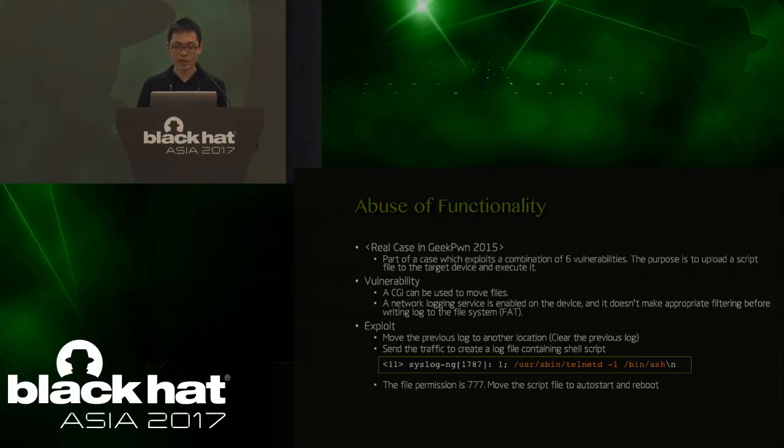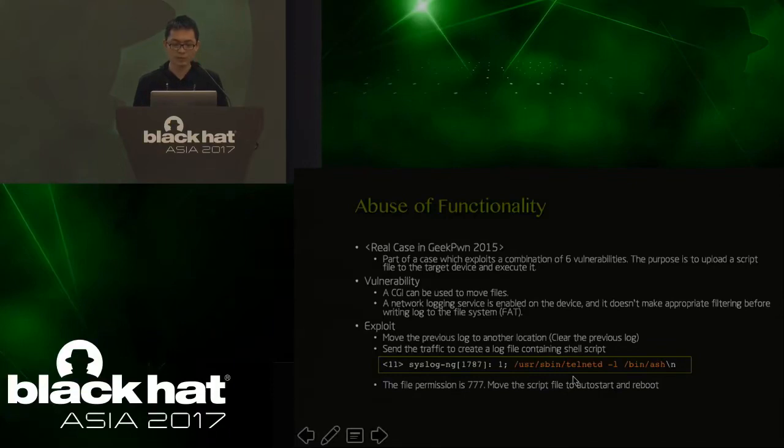Firstly, there's a CGI service in the device, which can be used to move files. And a network logging service is enabled in the target device. And it doesn't do appropriate filtering before writing the log to the file system. So the attacker can first clear the previous log by moving the previous log file to another location. And then he can send the traffic to create a log file like this.